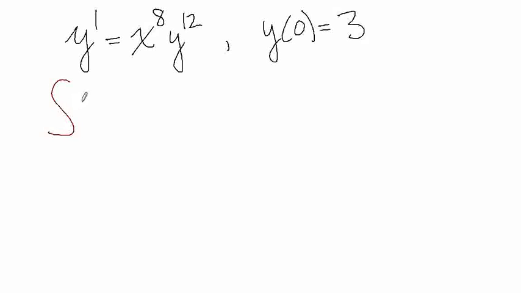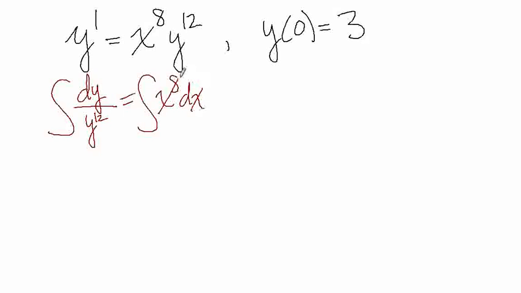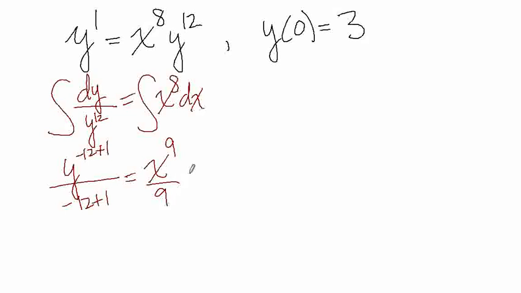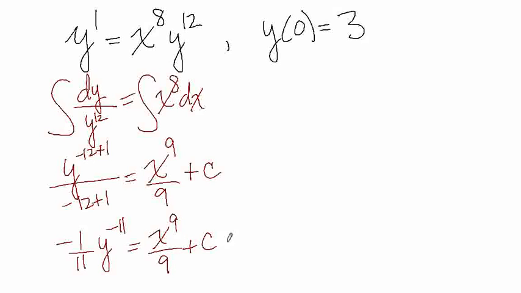So I will take the antiderivative with respect to y of 1 over y to the 12. And then on the other side of the equation, I'll take the antiderivative of x to the 8 with respect to x. So the left side will simplify to y to the minus 12 plus 1 divided by minus 12 plus 1. The right side will simplify to x to the 9 over 9. And then we'll combine both constants of integration into 1. And so let's see, we've got on the left side minus 1 over 11 times y to the minus 11, and that's equal to x to the 9 over 9 plus c.